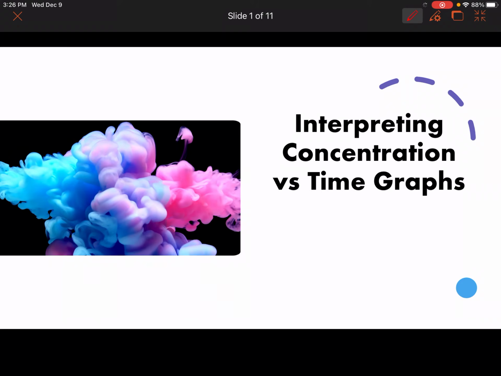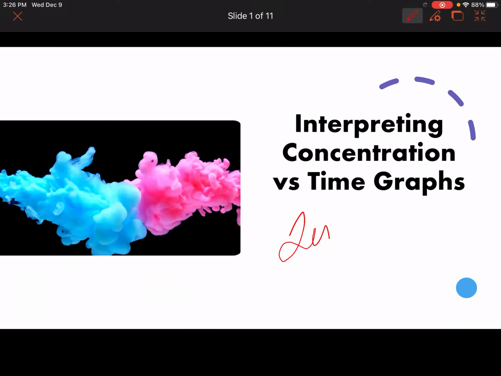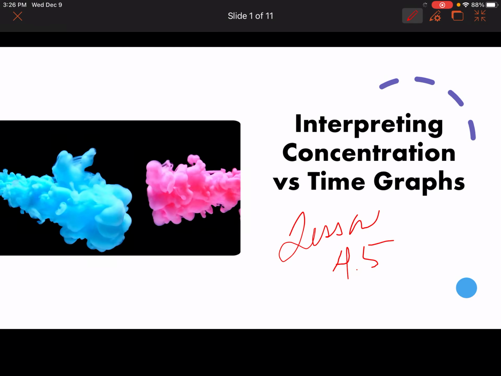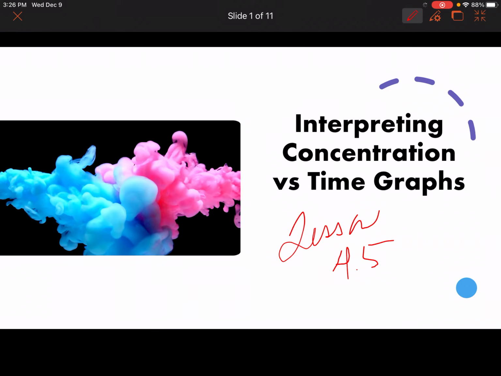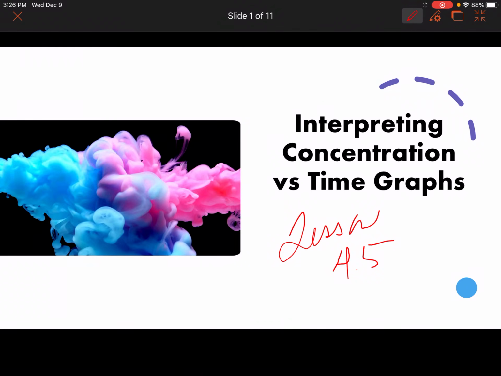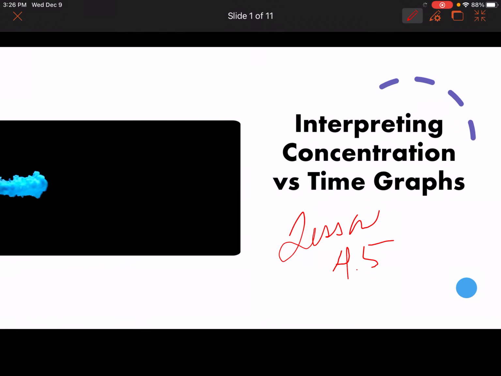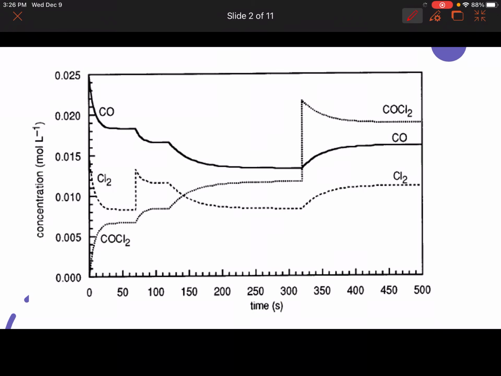Anyways, okay, this is lesson 4.5: interpreting concentration versus time graphs. We already did the lab on this, so you already drew that graph, I think. But now we're going to really dig this apart and show what these things all mean. So this is our concentration versus time graph.